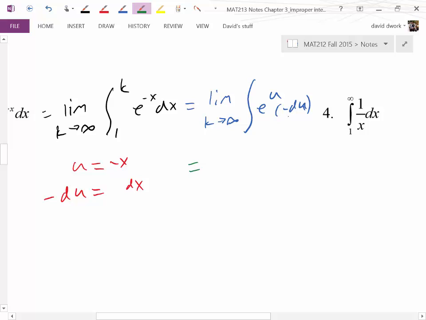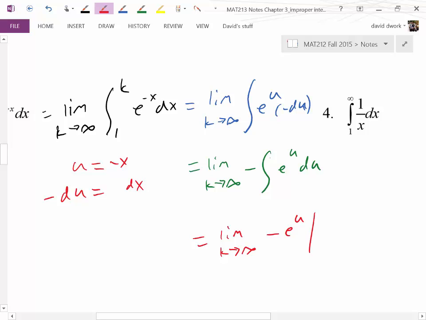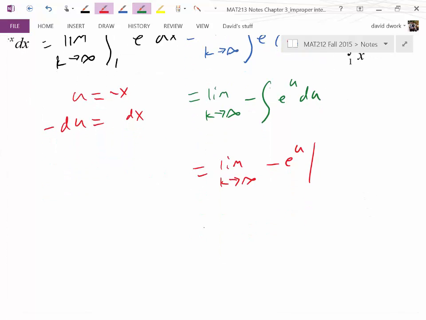So what we're going to do here is now just integrate. And you might want to pull that negative to the outside of the integral. I would highly recommend it. So there we go. Now the integration, not too bad. The integral of e to the u is e to the u. So we have the limit of k approaching infinity of negative e to the u. And now we switch back. Right now is where we say, okay, we're done with our integration, so we're going to switch back to x's. So we're going to have k approaching infinity of negative e to the negative x, going from the bounds of 1 to k.